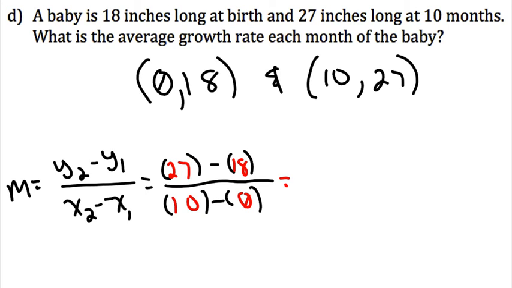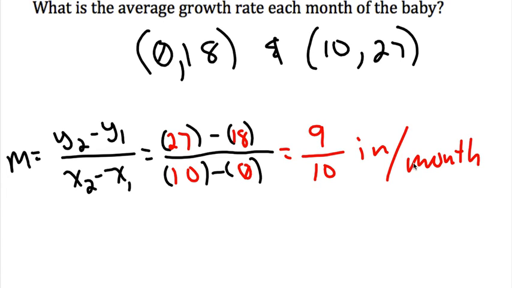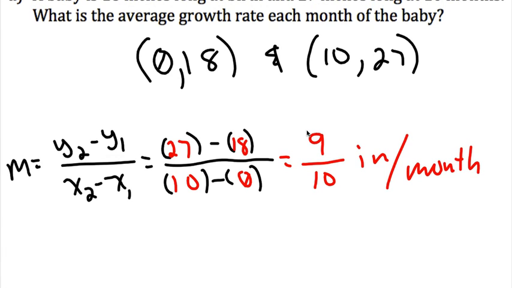So let's subtract these. 27 minus 18 gives me 9, divided by 10 minus 0 is 10. So the baby grew 9/10 of an inch per month, or you could say 0.9 for this one, but again, we want to leave this as a fraction for future things. So 9/10 of an inch per month.